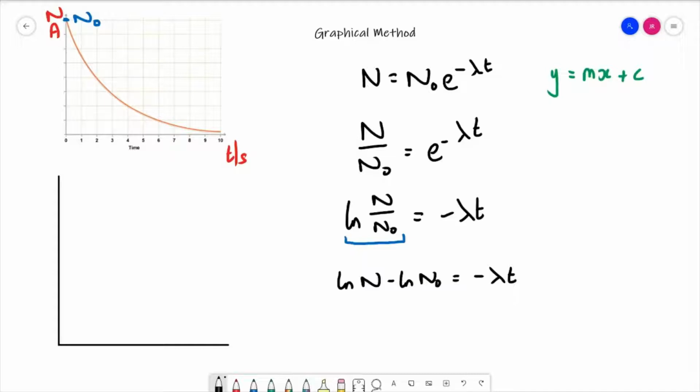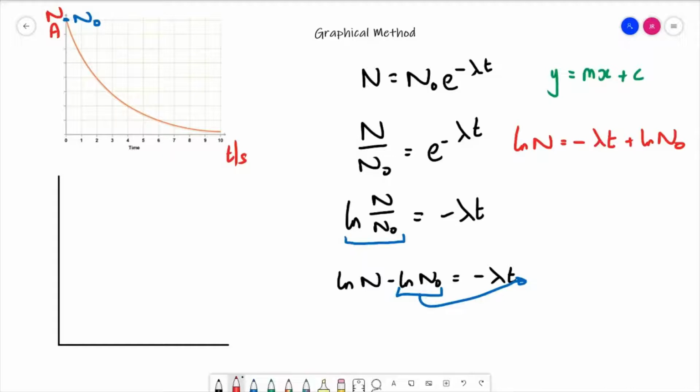At this point though, what I'm going to do is add natural log of N naught to both sides just to move it over to this side of the equation. I'll just change to red so we can see the difference. So natural log of N is equal to minus lambda t plus the natural log of N naught.